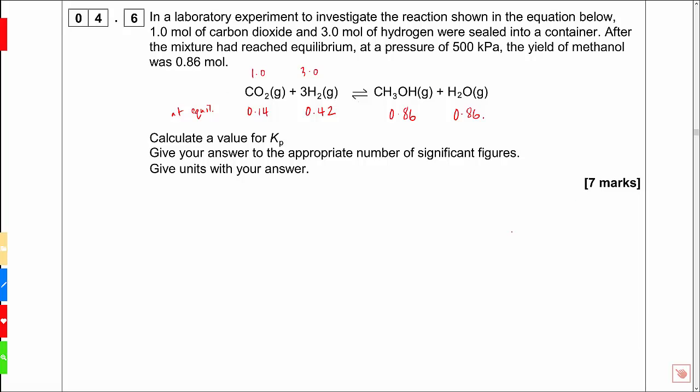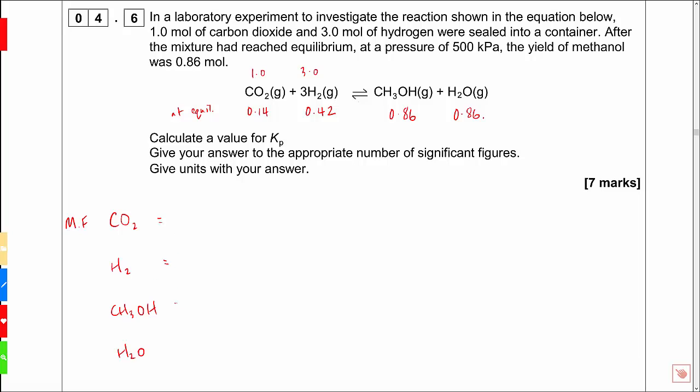Now this is worth 7 marks, and ultimately we're calculating the value of Kp and we're giving it units and appropriate number of significant figures and stuff, which we'll get to at the end. But we are given no values of partial pressure, so we are going to have to work those out. Now we will need to know the mole fractions of each of these. So the mole fraction of CO2, we have to work out the mole fraction of H2, we have to work out the mole fraction of methanol, CH3OH, and we have to work out the mole fraction of H2O.